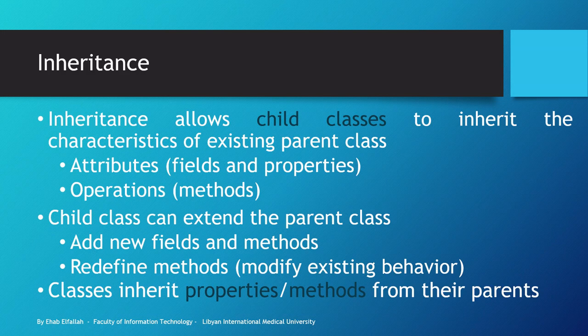The child class can extend the parent class by adding new features. When the child class inherits from the parent class, it can extend its work by adding a new method or a new field or a new property, or redefine the already existing methods by changing their behaviors. The classes inherit properties and methods from their parents, and usually only the public ones are inherited. If the property or field or method is private, it will not be inherited.